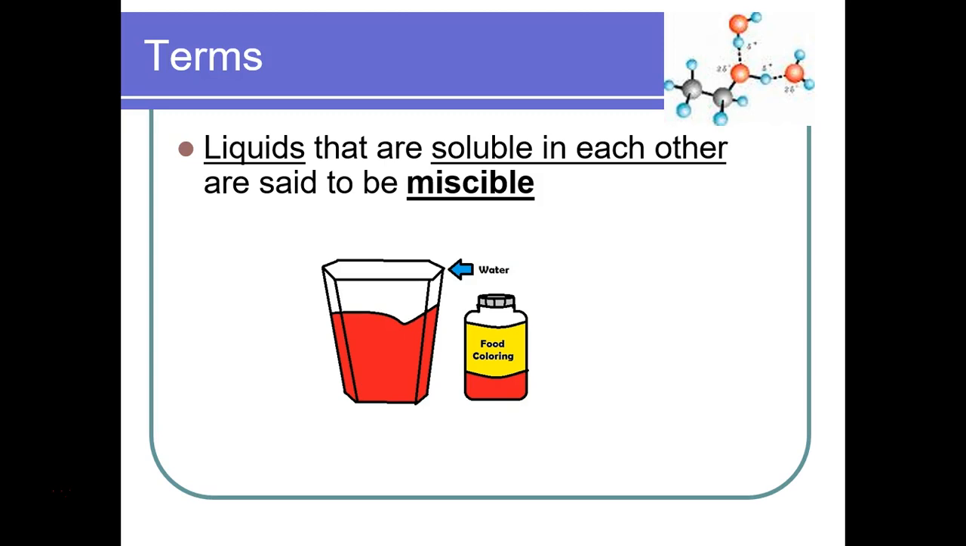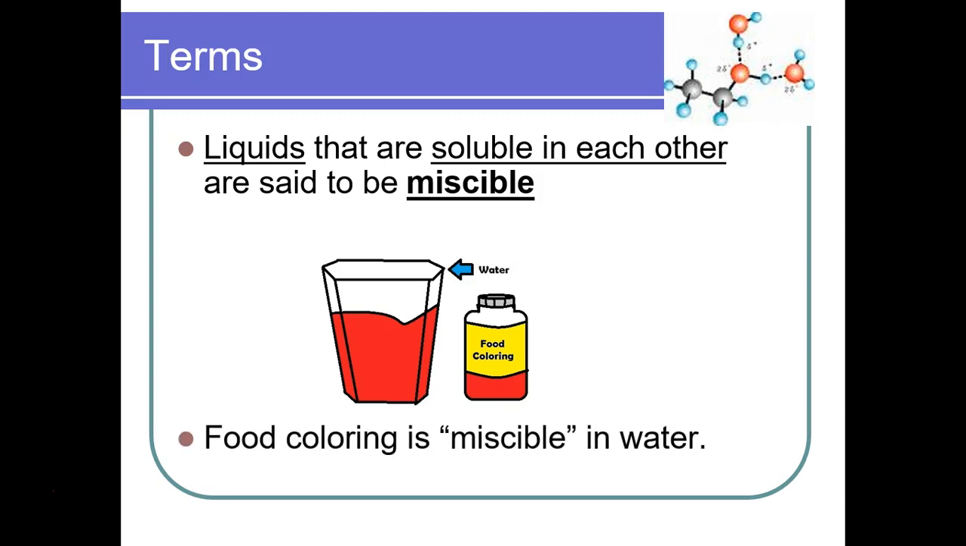This is a new word for you, and it means a liquid that is soluble in another liquid. Easiest example to think of is anytime you've applied food coloring in the water in my class, the food coloring is able to dissolve out through the water. That's what we call miscible. A liquid that is soluble or will dissolve in another liquid is miscible.